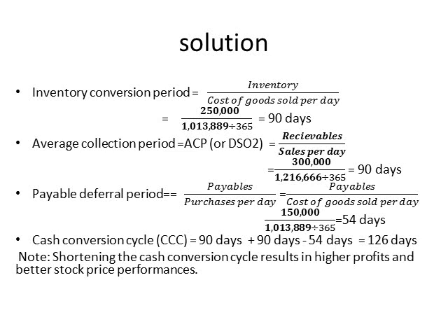The average collection period, just a substitution in the rule, 90 days. The payable deferral period equals the payables over purchases per day or cost of goods sold per day. So I'm going to divide the payables over the value of the cost of goods sold divided by 365 because it's per day. It's equal to 54 days. So the cash conversion cycle will be equal to 90 days plus 90 days minus 54 equals 126 days.